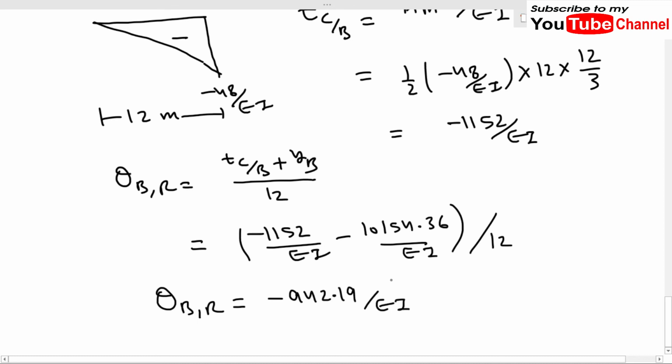Okay, so in this way we will find out the value of theta B right, theta B left, and the deflection at B. I hope you have understood this problem very clearly.